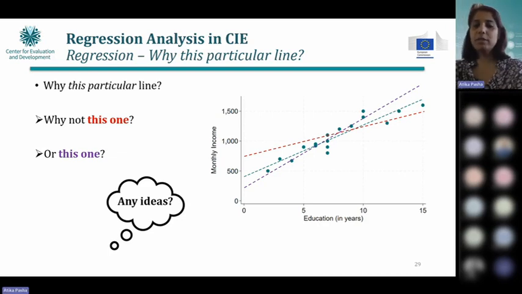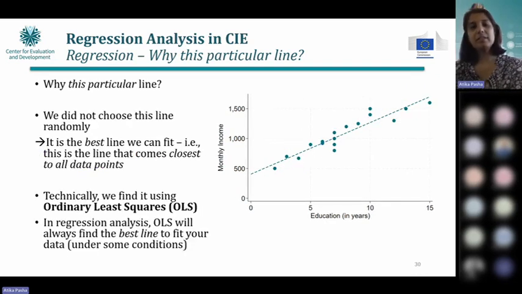Why did we go with the turquoise line? I hope some of you are already thinking about this, but the idea is that we do not choose this line randomly. The line is basically the best fit that we can find to our data points. So that exact line is basically the one that comes as close as possible to all the points that we see in our data set.